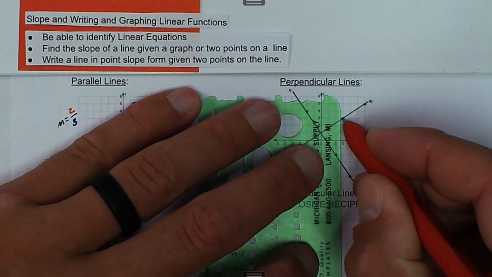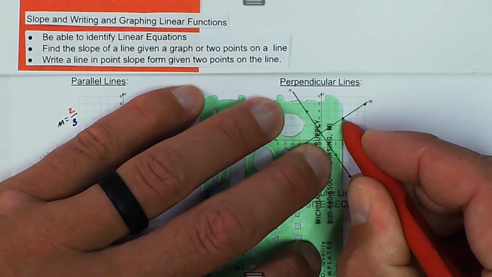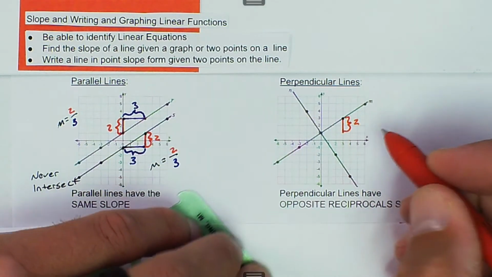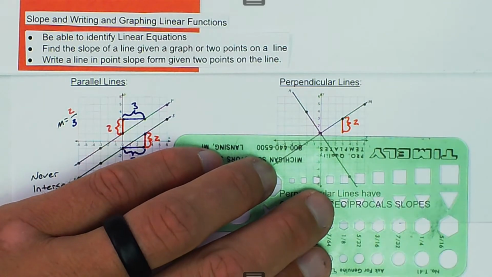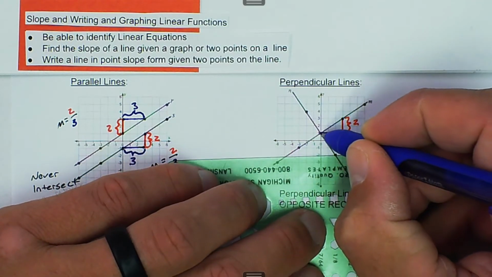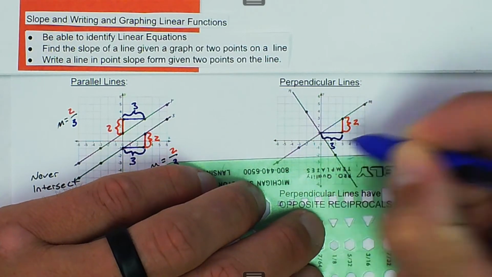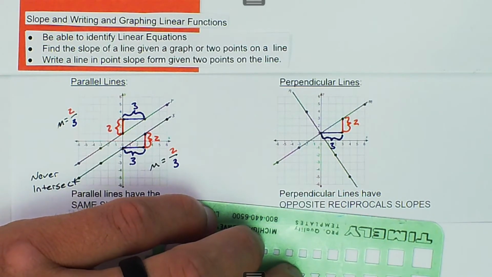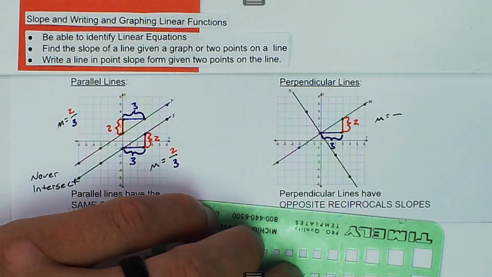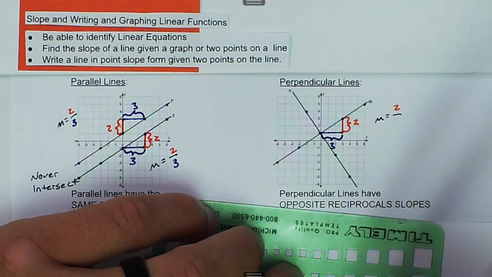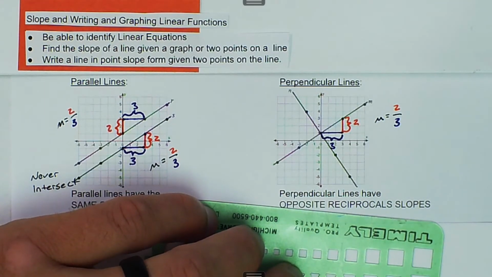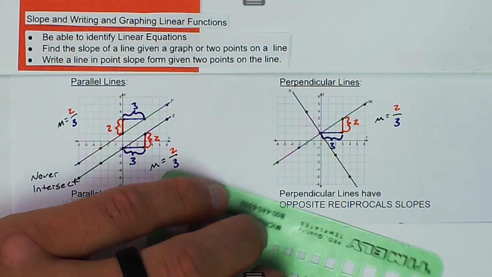So here we're going to draw our right triangle, and we still have for this one positive 2, and in the x direction we have positive 3. So the slope in this case is still equal to 2 over 3. Now we can look at the slope of the other line.